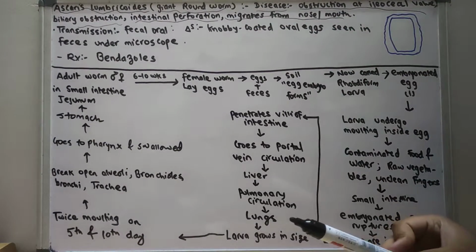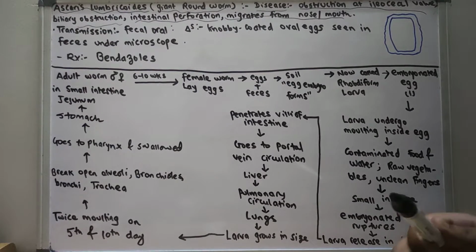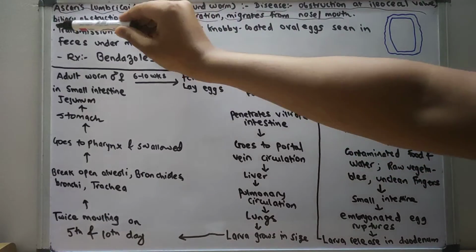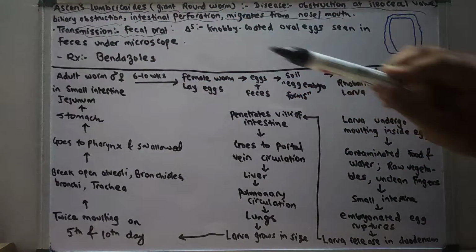So how does this Ascaris lumbricoides, also known as the giant roundworm, transmit? Mainly the transmission occurs through the fecal-oral route.